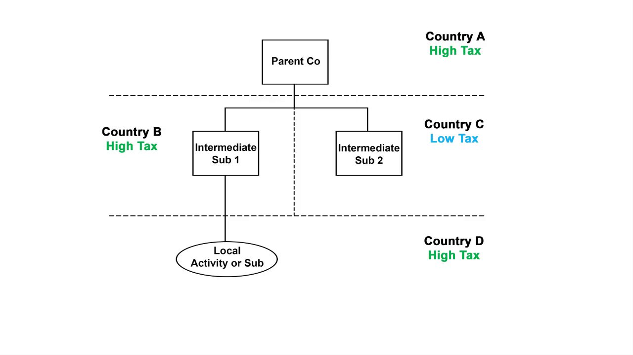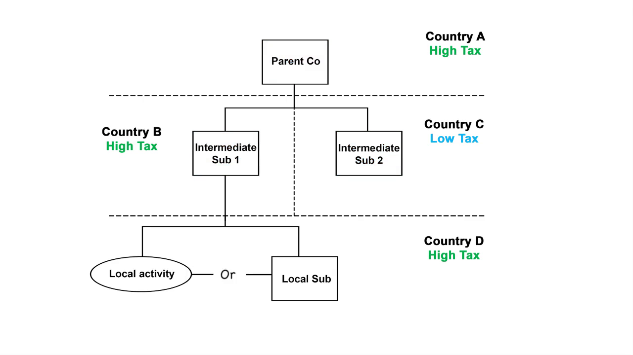For now, looking at our tax planning base case, we can see that, based on what we have learned so far, in any case, parent company, intermediate sub 1, intermediate sub 2, will be subject to corporate income tax in countries A, B and C respectively. Also, local activity or sub can be subject to corporate income tax in country D. It will be in any case if it is a local subsidiary, but also, we learned during this video, if the business activities of intermediate sub 1 in country D are significant in size.